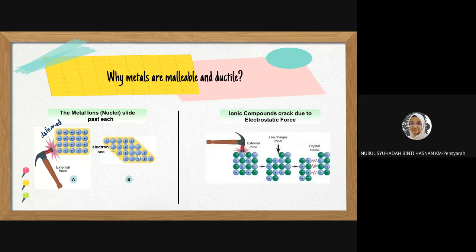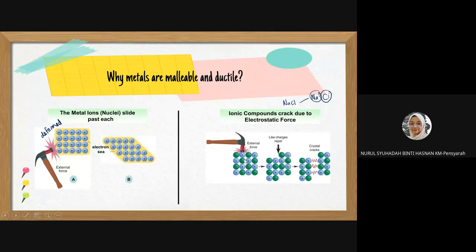Okay, sama juga dekat sini. Kalau dekat sini kita compare kan dengan ionic compound. So kalau ionic compound, contoh macam kita ada NaCl. Okay, NaCl is Na plus with Cl minus. Okay. Kenapa ionic compound senang untuk pecah, easy to shatter?